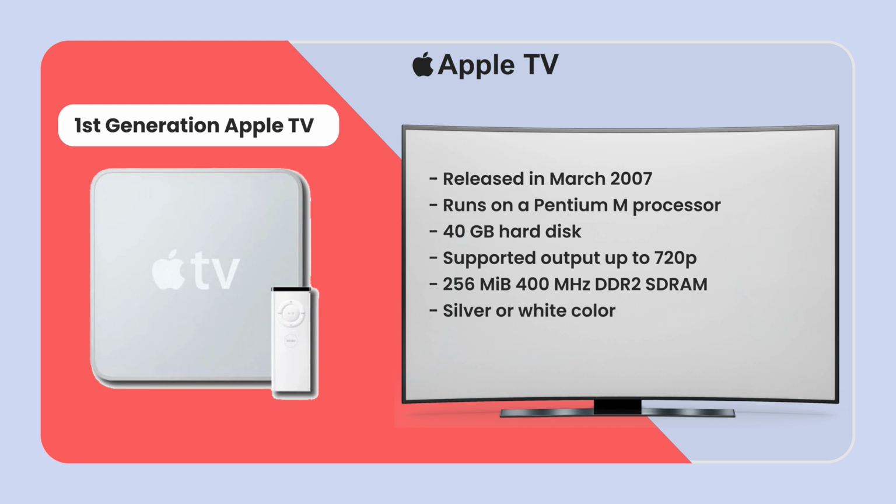Some of its features are: it runs on a Pentium M processor and runs a variant of Mac OS X Tiger. It had a 40GB hard disk for storing content, which was later expanded in May 2007 to 160GB. It supported output up to 720p on HD TVs via HDMI. It had 256 MB of 400 MHz DDR2 SDRAM, and came in silver or white color options.